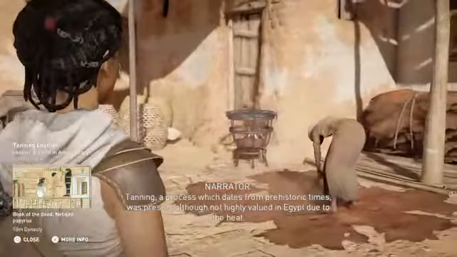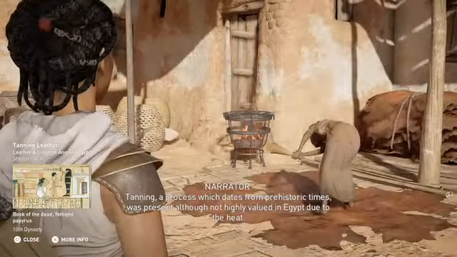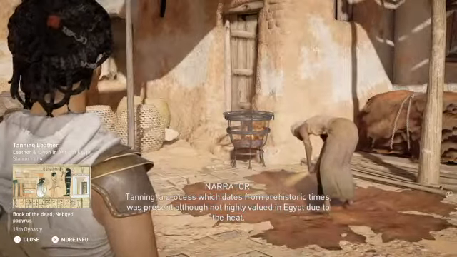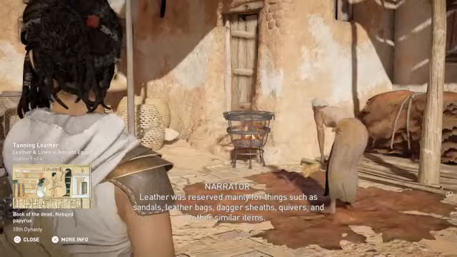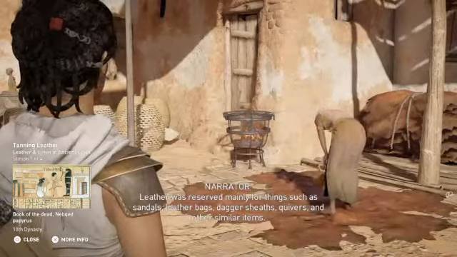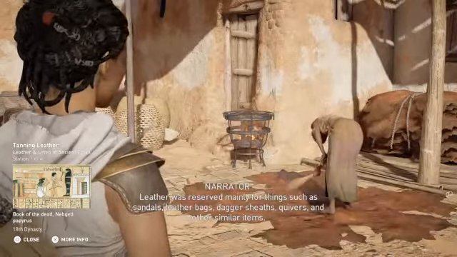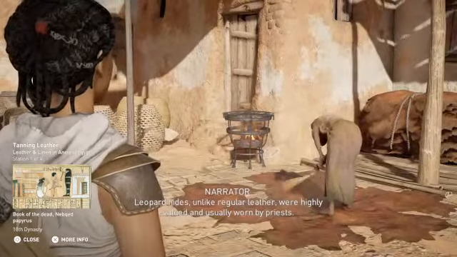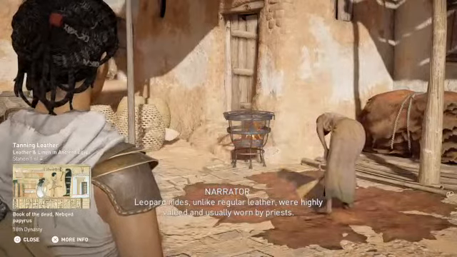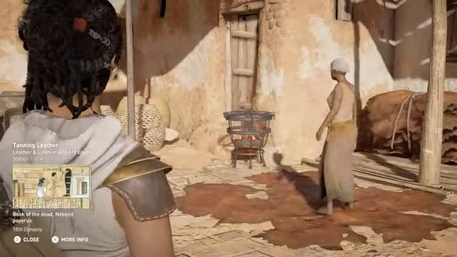Tanning, a process which dates from prehistoric times, was present although not highly valued in Egypt due to the heat. Leather was reserved mainly for things such as sandals, leather bags, dagger sheaths, quivers, and other similar items. Leopard hides, unlike regular leather, were highly valued and usually worn by priests.